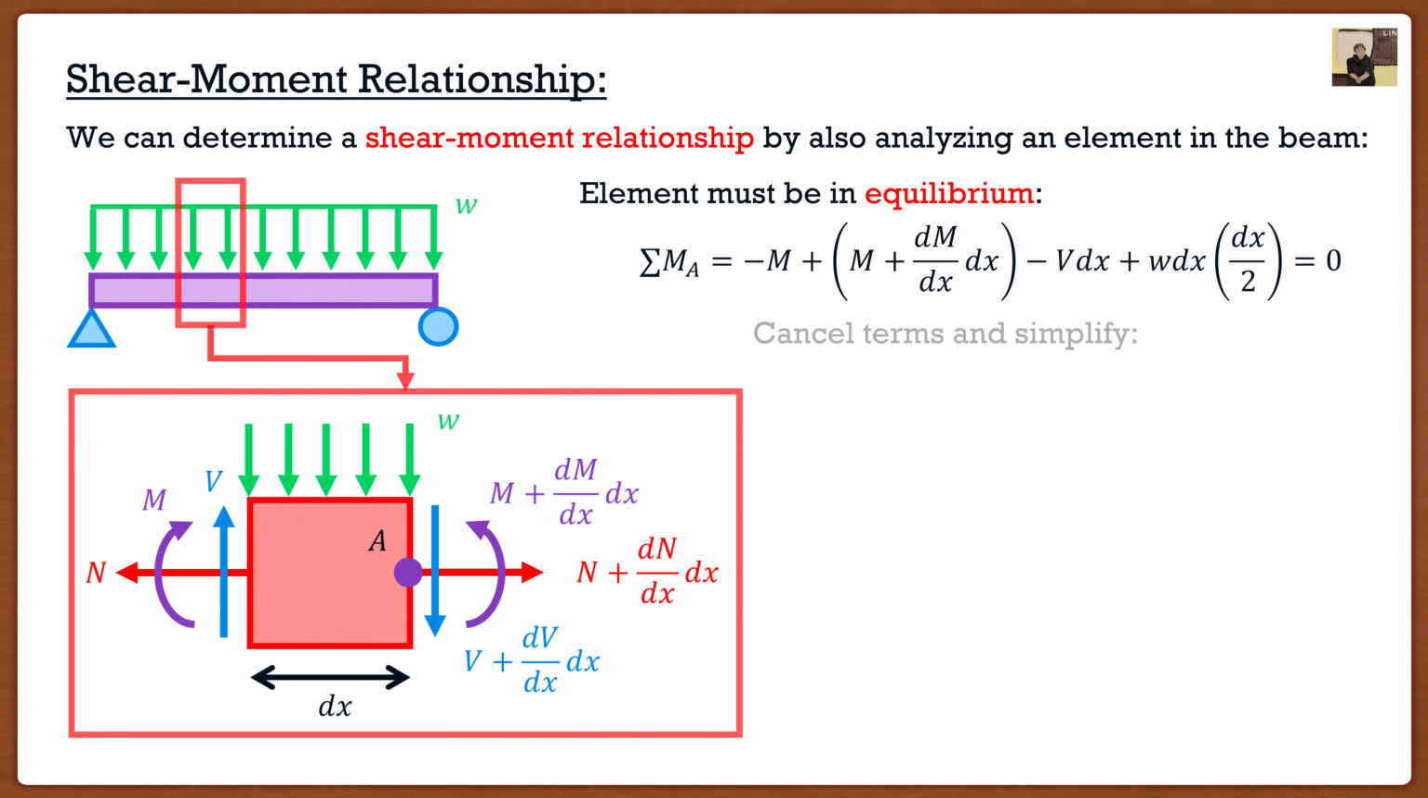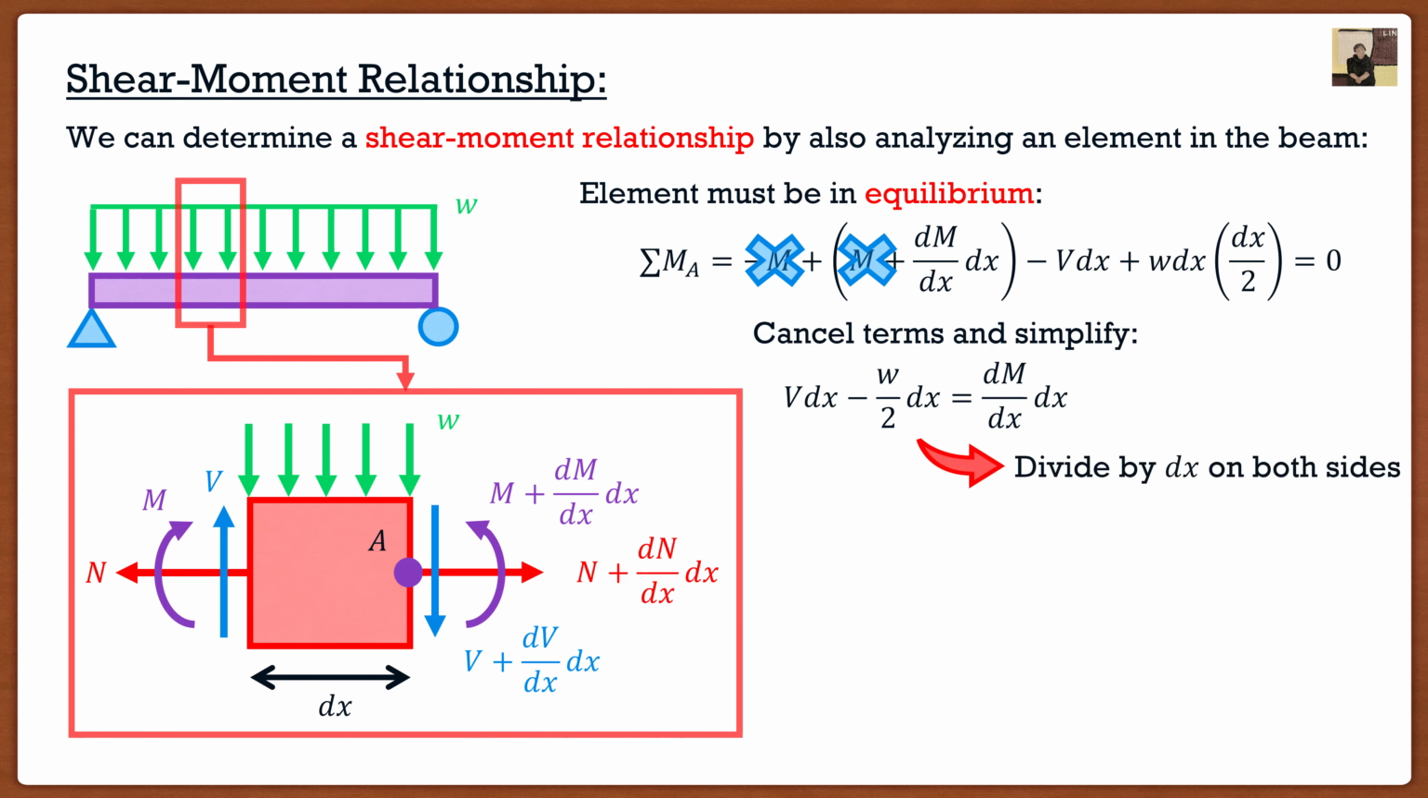Now, just like before, we are going to cancel some of the terms and simplify it. So again, the first easy one is at the start we have negative m plus m. I can get rid of those, and I can move some things to the other side to get this expression over here. As you guys are going to see, the process is almost identical to that of the load-shear relationship. Because if I look here, I now have dx in all the terms, so I can divide by dx on both sides, get rid of all 3, and then I get the following.